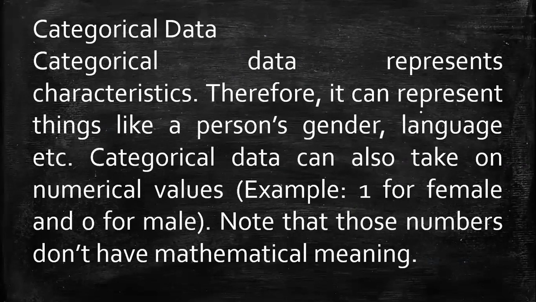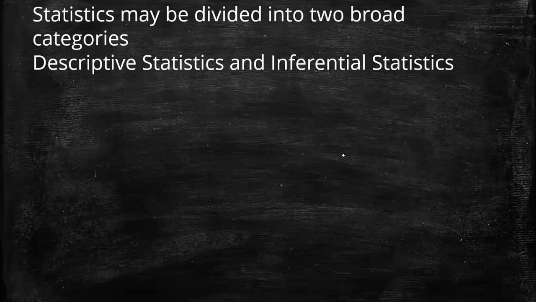Now, categorical data represents characteristics. Therefore, it can represent things like person, gender, language. Categorical data can also take numerical values for our convenience, but it has absolutely no meaning as such with respect to numerical, and preference is also not always carrying any importance.